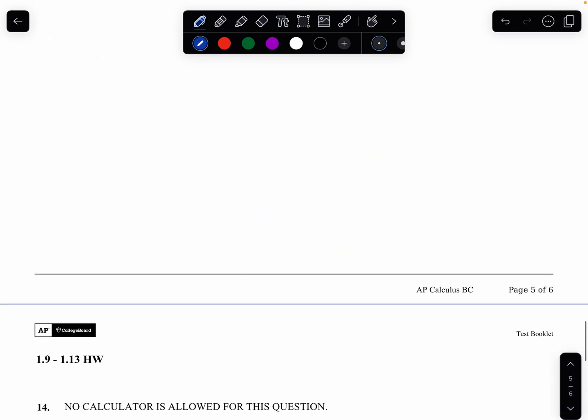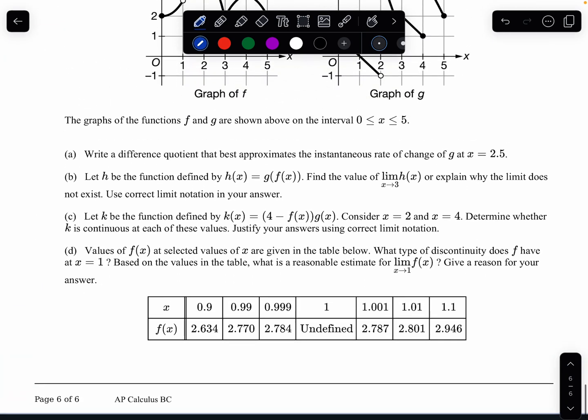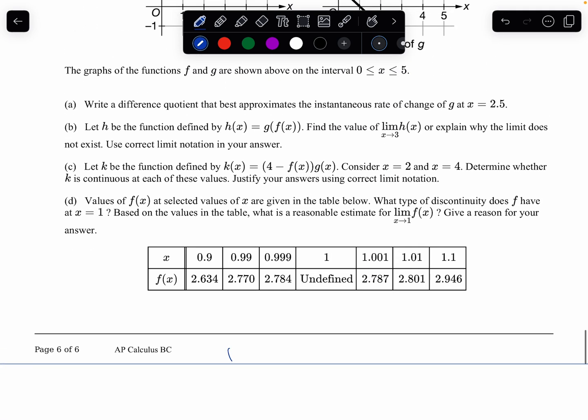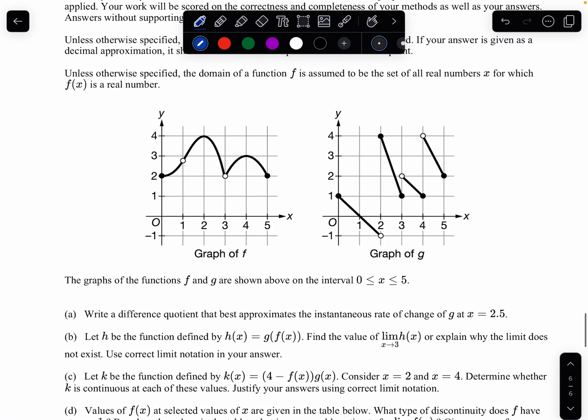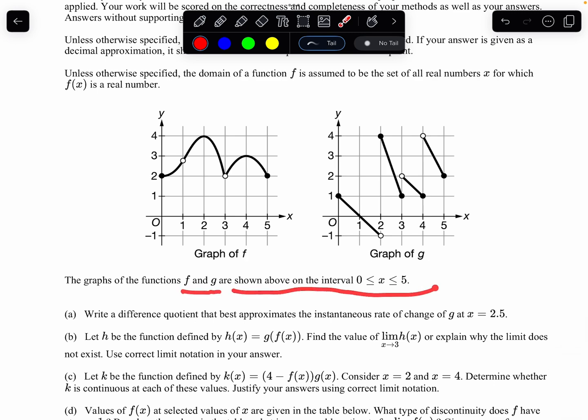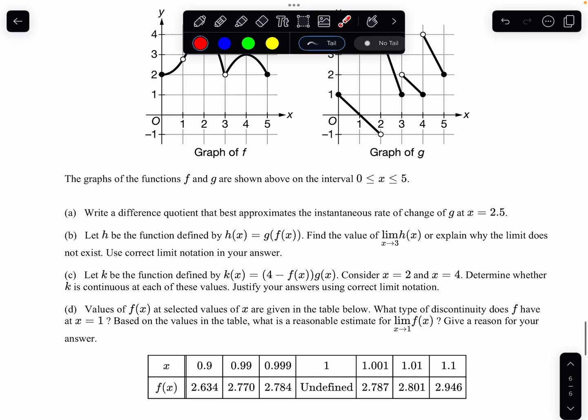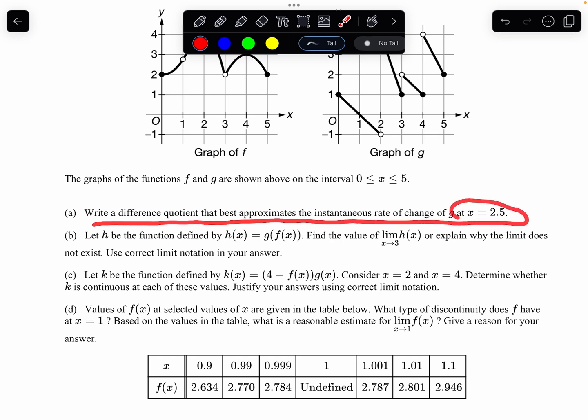All right, that's all the multiple choice. And now we finally get to have a free response question. Let's do this. All right, so we have the graphs of f and g shown above on the interval from 0 to 5. Also, it does say no calculators for this one, so write a difference quotient that best approximates the instantaneous rate of change of g at x equals 2.5.